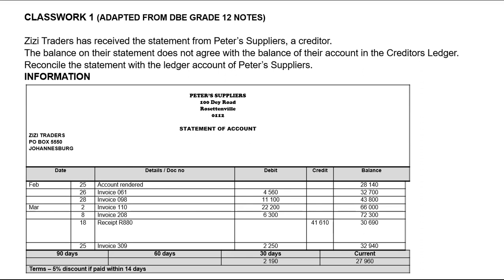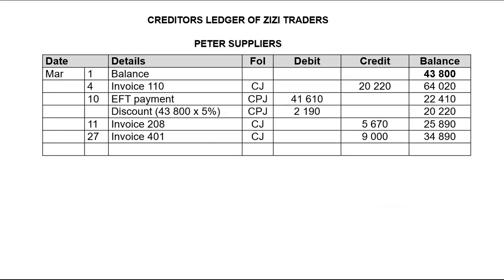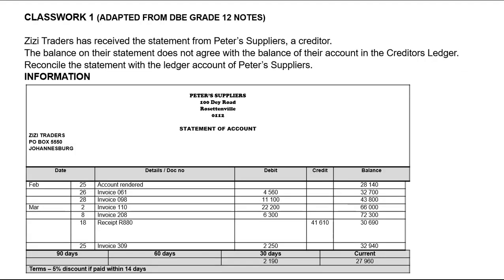At the beginning of the month, which is the end of last month, we were owing them 28,140. Then we bought goods, which took it to 32,700. We bought more goods on the 28th. That is for last month, by the way. And it brought it to 43,800. And I'm going to compare to this here and check how much I have as a balance here. My balance is 43,800. So basically, I know that from the statement, I'll start comparing from this 43,800. That's where we'll start comparing from.